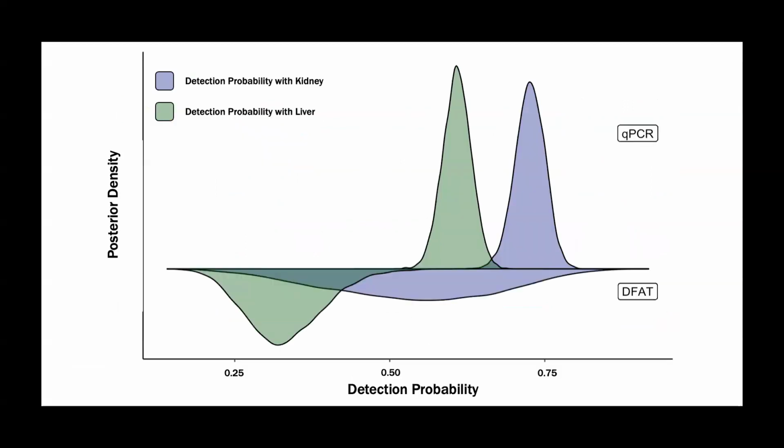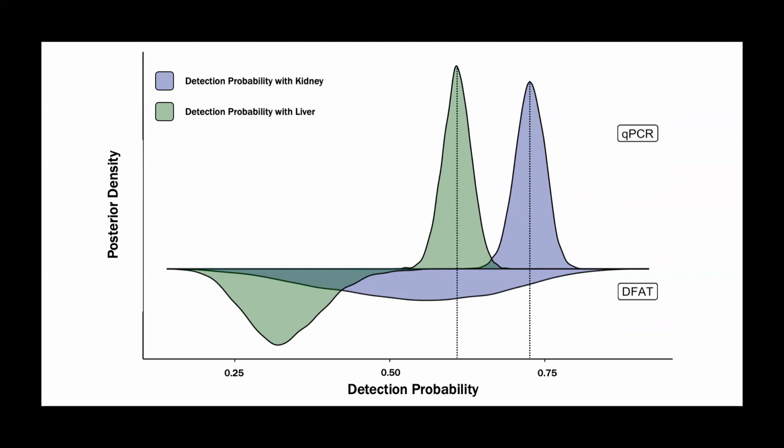So from our models, we can estimate detection probability for both assays and across both tissues, derived from detections from those replicated surveys with each tissue. And so this plot is a posterior density plot with qPCR on top and DFAT on the bottom. The DFAT is not any negative results, it's just a mirrored plot with detection probability on the x-axis.